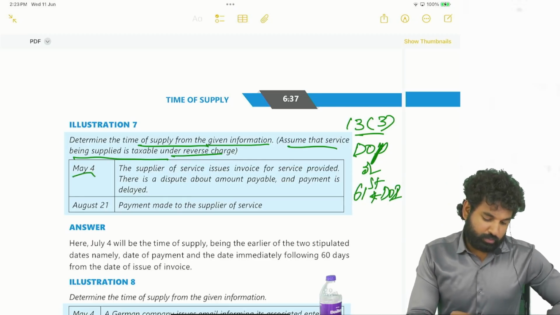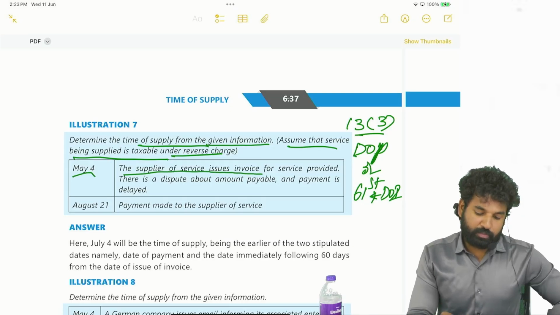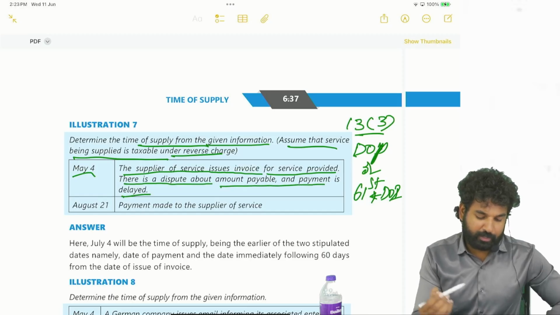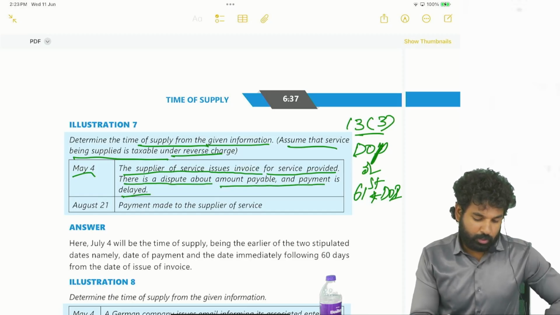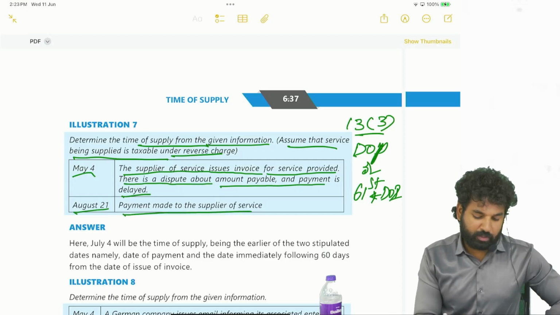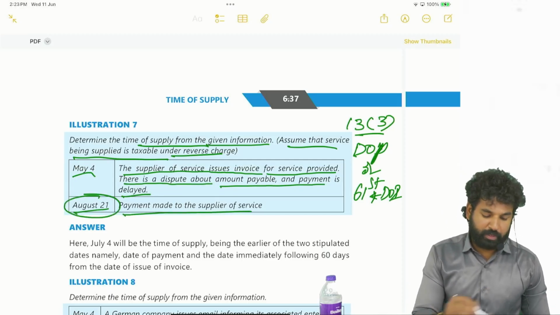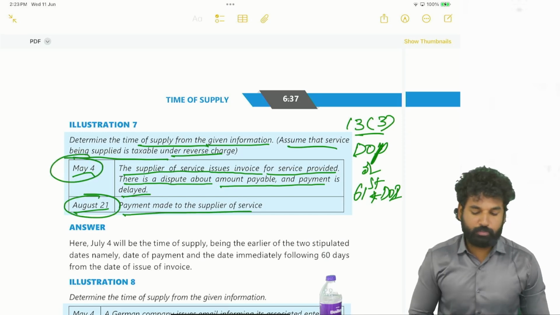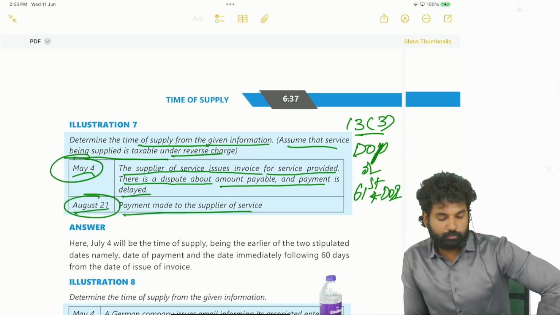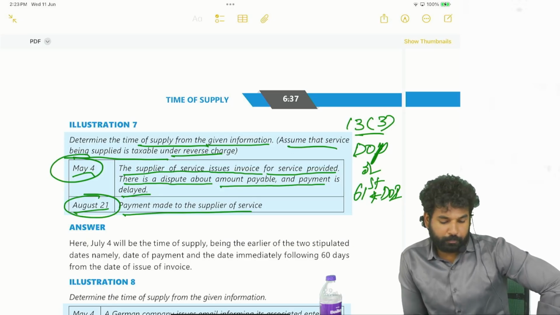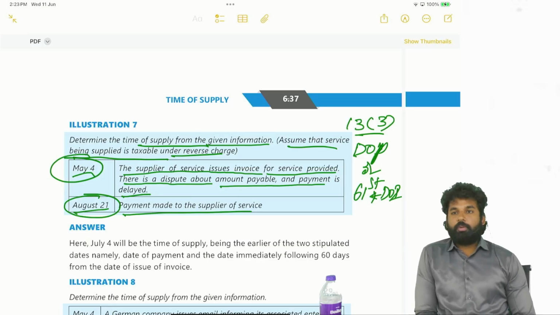On May 4th, the supplier of the service issues the invoice for services provided. There is a dispute about the amount payable and the payment is delayed. Next, on 21st August payment is made to the supplier of service. So on May 4th invoice issued, and on 21st August payment made. Now tell me, what is the time of supply?